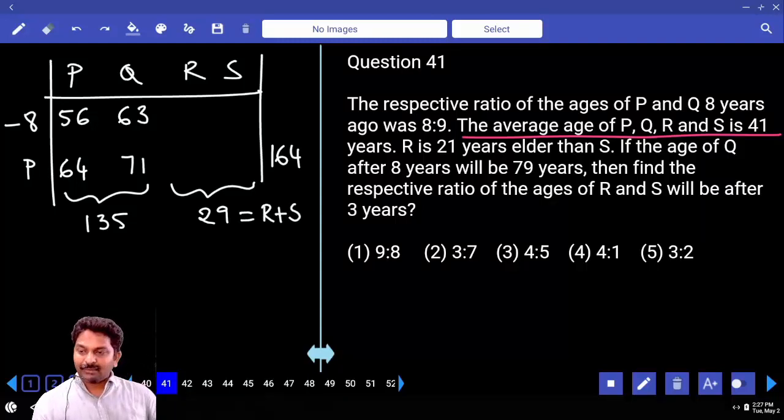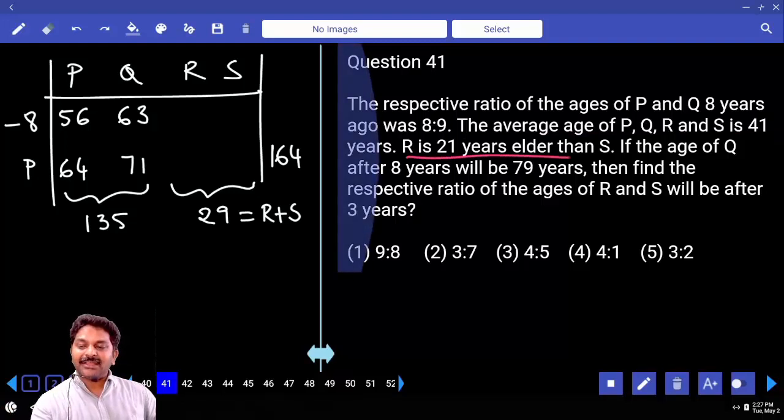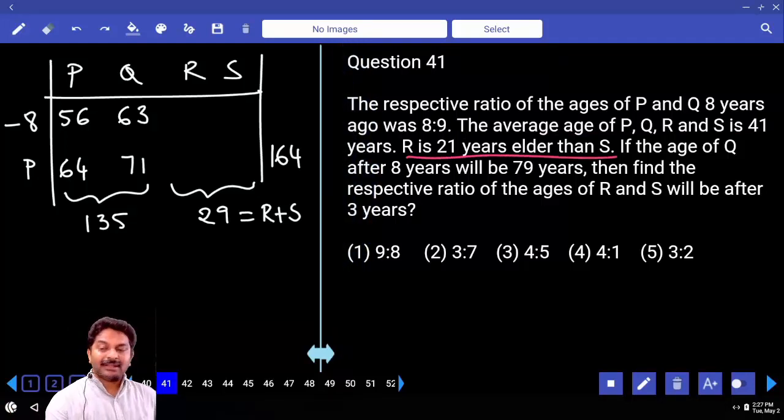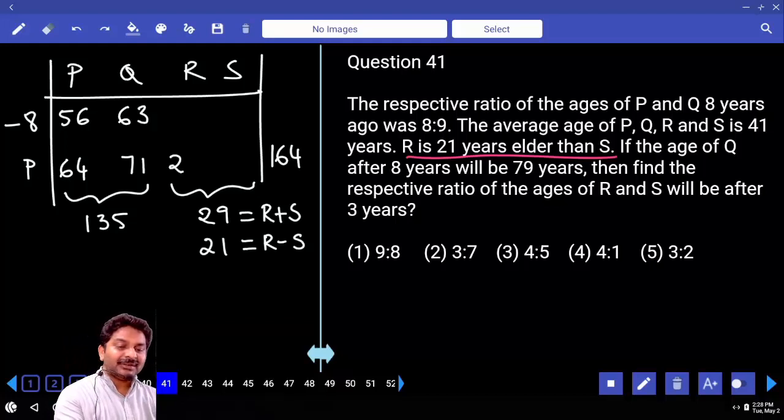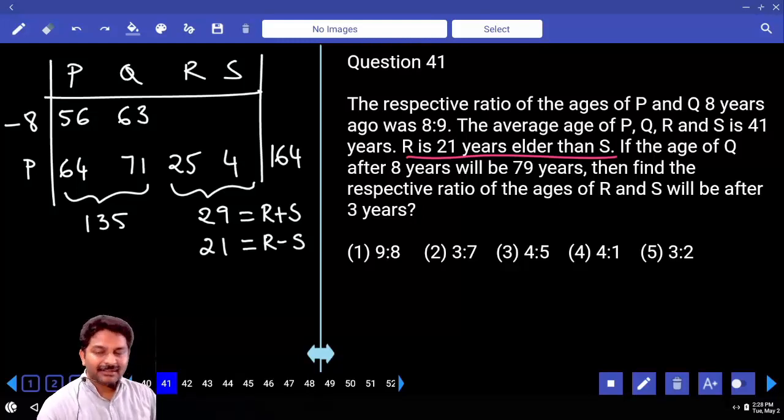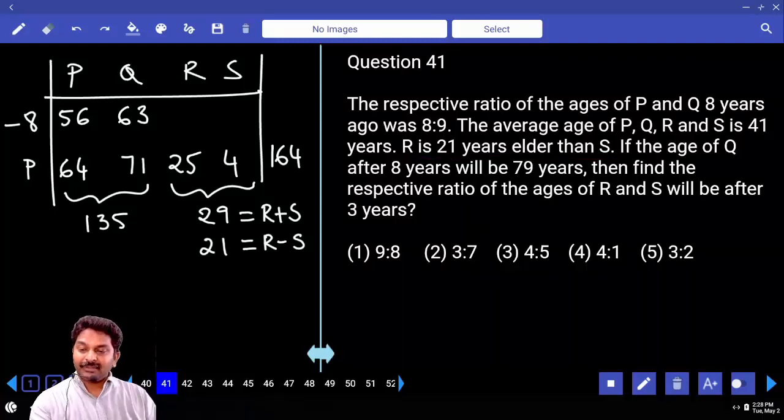Now, the other statement. R is 21 years elder than S. That means 21 is equal to R minus S only. When you have R plus S and then R minus S, how do you get R? Sum divided by 2, which is 25. If R is 25, S must be 4 only. Then only the sum becomes 29.